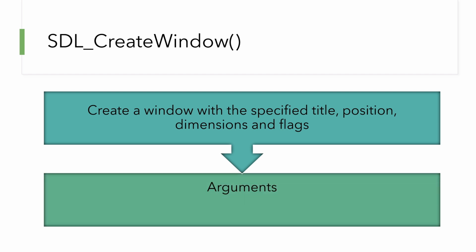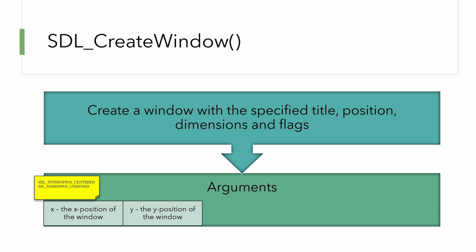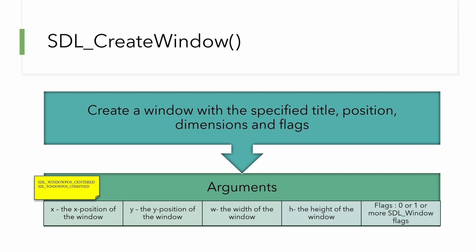So let's look at the arguments now. We need to provide the position of the window. So that would be the X position and the Y position. These relate to the X and Y coordinates of the top left-hand corner of the window. We could use predefined positions: SDL_WINDOWPOS_CENTERED to give us a centered window, and SDL_WINDOWPOS_UNDEFINED, which means we're not really concerned as to where on our screens the window is created. The next arguments are the dimensions, so we provide the width of the window and the height of the window. Flags are optional, as I said, so we could have 0 or more flags.